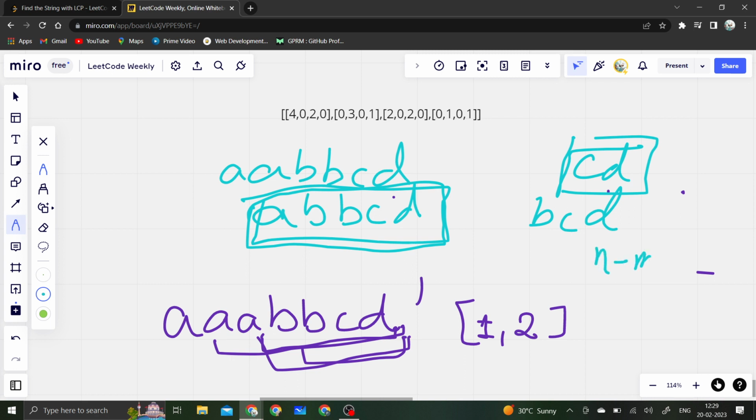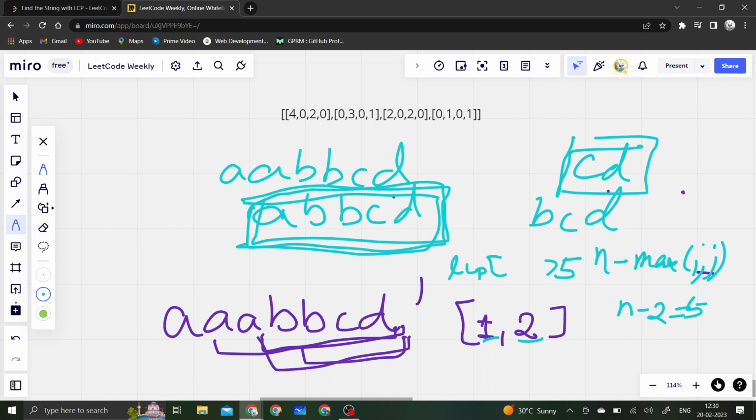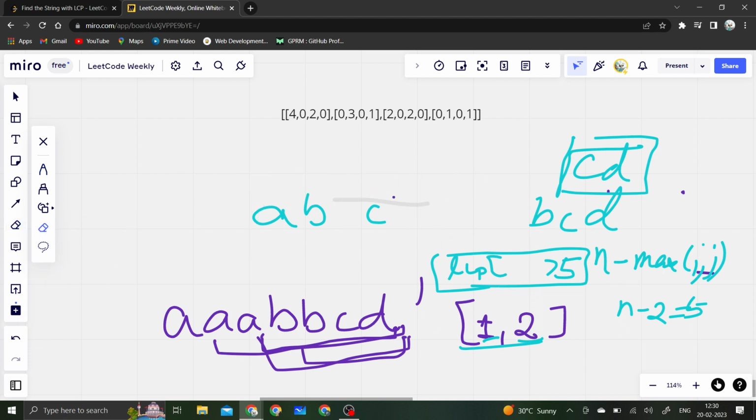We will say n minus maximum of i comma j, right? So if you see i is 1 and j is 2, so n minus 2, right? Which n here is 3 plus 4, 7. That is 5. At max, these 5 characters can be similar. So for any case where LCP in the matrix is greater than 5, for 1 comma 2, then we can easily say that this case is also not possible, right? So this is the fourth case when we cannot form any string. So these are the 4 cases in which you will not be forming any string, right?